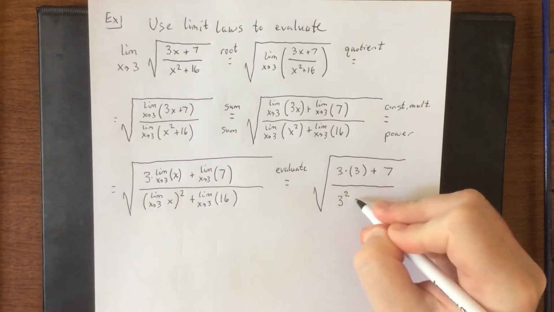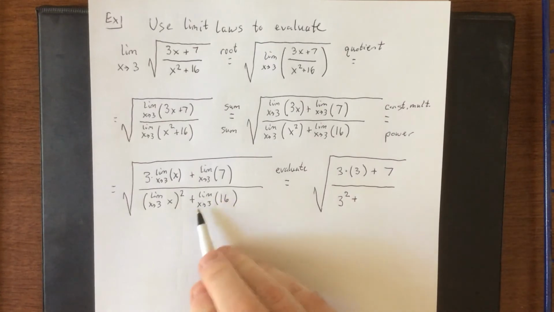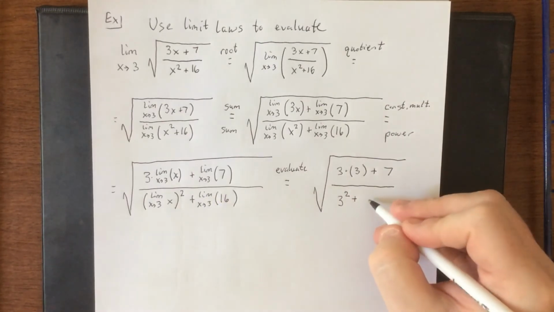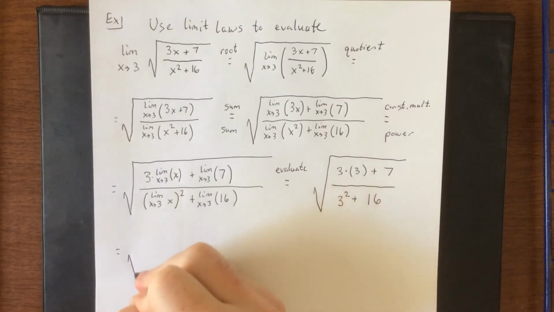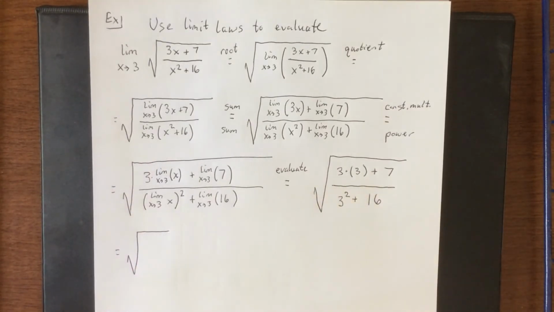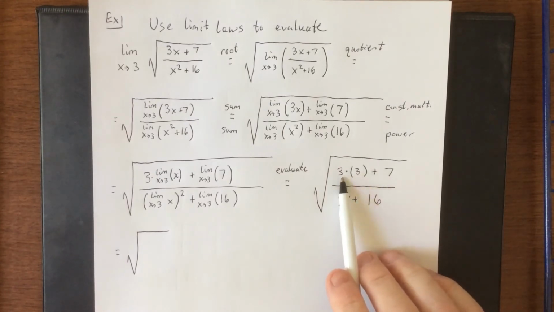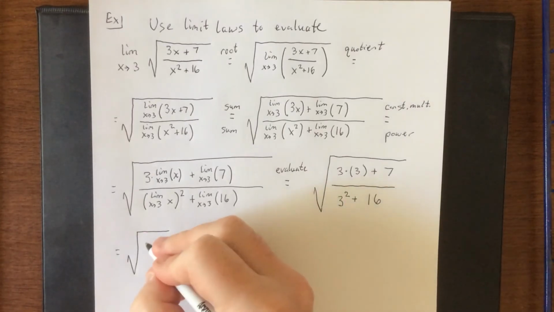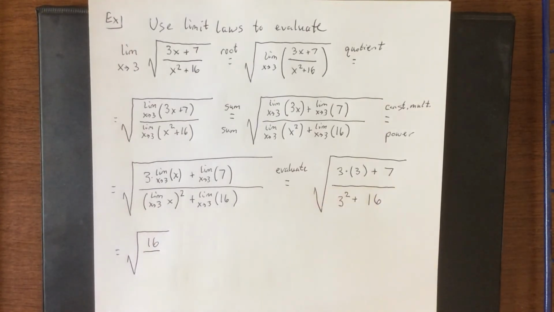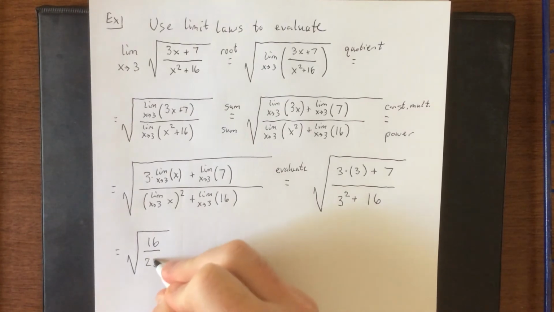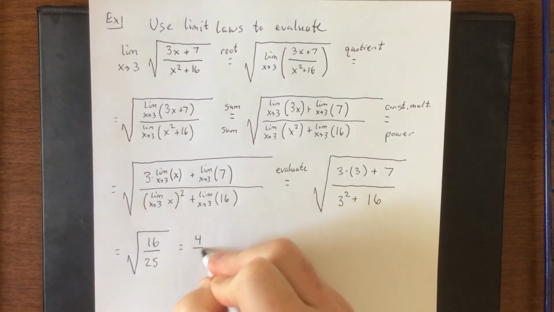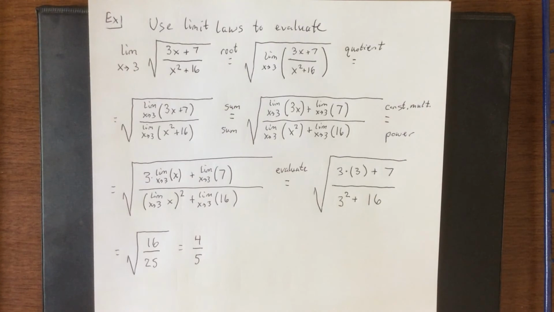That's being squared. Then we have the limit as x approaches 3 of 16. Doesn't matter what x approaches. A function value approaching a constant function will always just be that constant. Next up, we'll simplify according to the order of operations. 3 times 3 is 9, plus 7 is 16. And in the denominator we have 3 squared, which is 9, plus 16, that's 25. Both of those numbers have nice square roots, and we get 4/5.